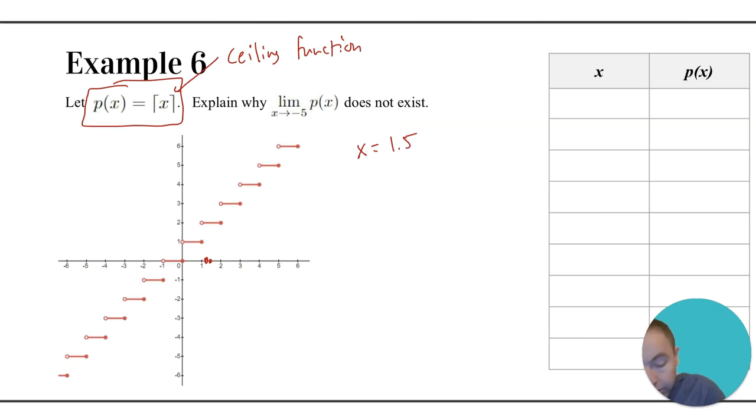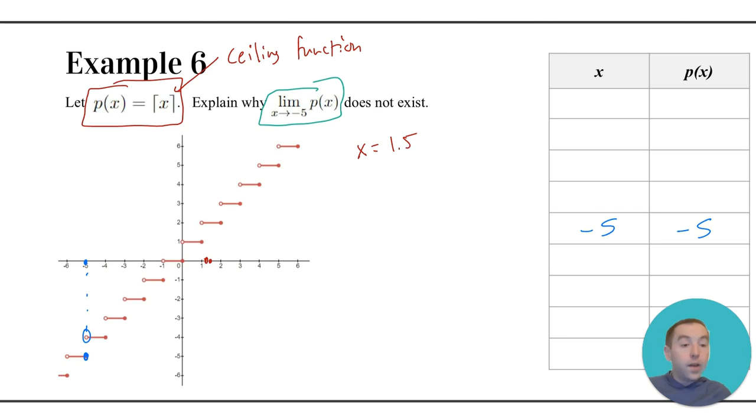So we want to try to explain why this limit as x goes to -5 of p of x does not exist, right? So at -5 itself, you can see there's an open circle and then a filled in circle right there. Actually, we do have a function value existing right there.